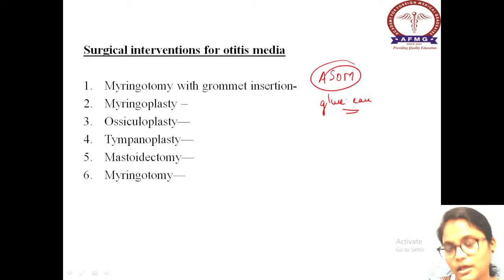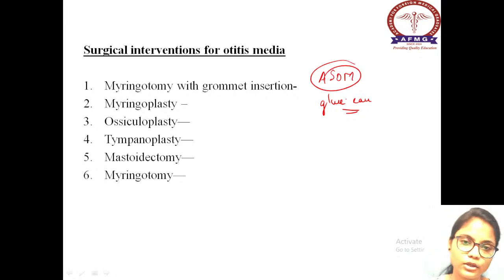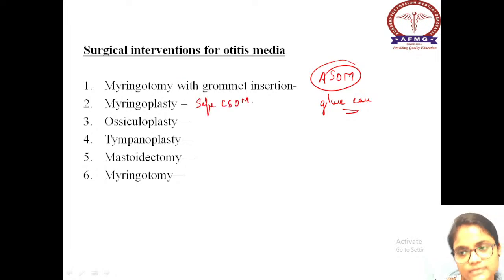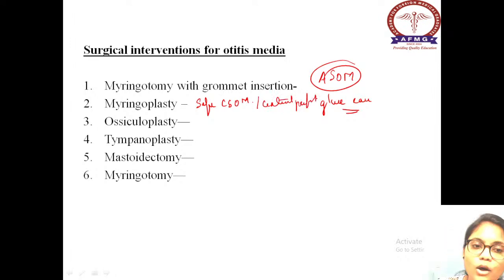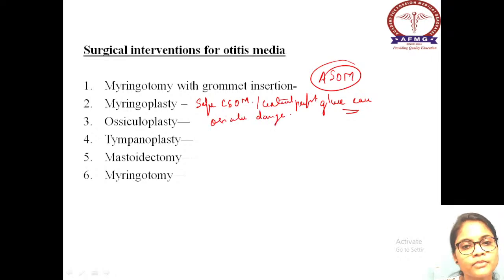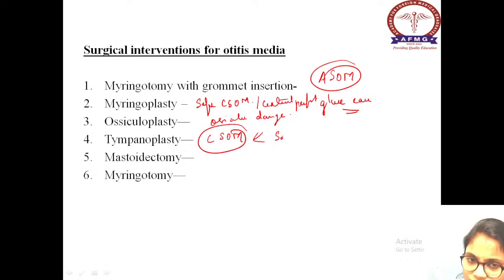Why? Because of the adenoidectomy we are doing, and then we have to give a ventilation tube just because there is too much of collection over there in your glue ear. In myringoplasty, where we can do myringoplasty? Yes, in your safe CSOM we can do. Yes, and whenever there is a central perforation, we have to close the perforations. Ossiculoplasty we can do in your ossicular damage. Yes, very right, glue ear. In tympanoplasty, when we can do tympanoplasty, very important, we can do in your CSOM, especially in your safe CSOM, same like your myringoplasty, not any much difference.